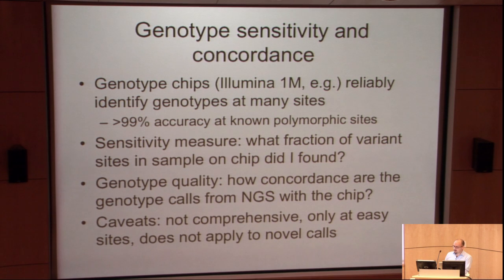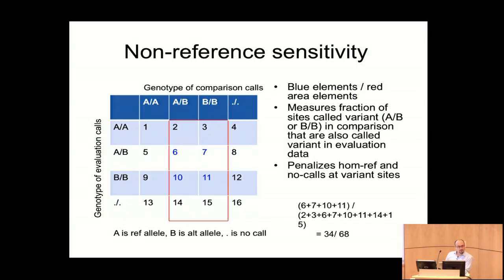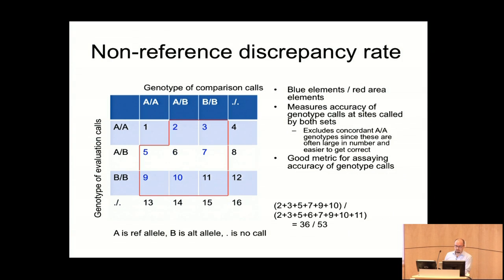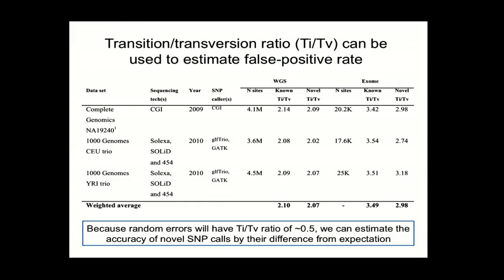I'm just going to skip over this. I think people are relatively familiar with this. I understand most people are from the GWAS world. I thought I would just put up the key equations and graphics that describe what we are typically referring to as non-reference sensitivity and non-reference discrepancy rates. These are 2 good metrics and are much better than what is called the overall genotype concordance, which you often see in the literature. So I just wanted to point out a couple of things about the transition transversion ratio.